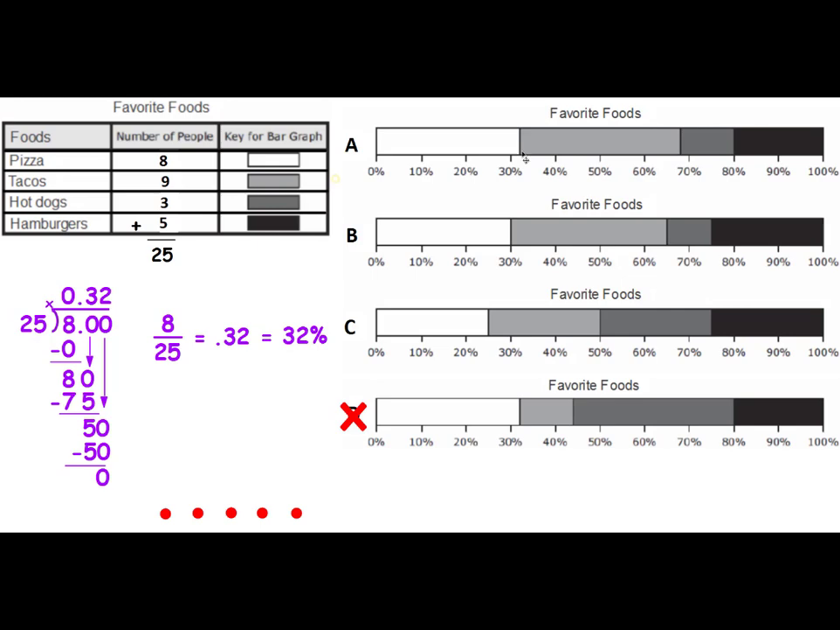Now let me go back to my data. Well, it looks like it could be A. Let me check the rest of them. B, nope, that's not 32, that's 30, so it's not B. And C, well, that's definitely not 32, it's not C, so A is the right answer choice.